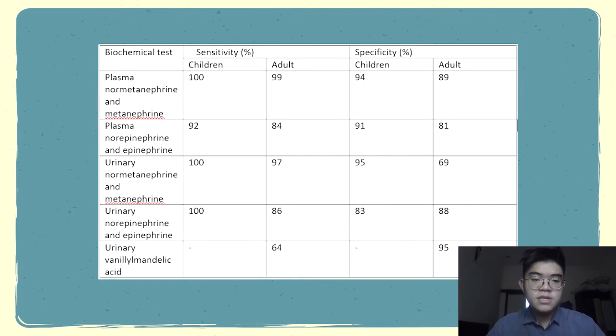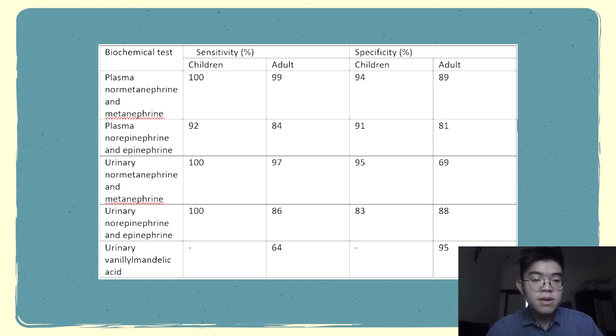As mentioned before, in case of clinical suspicion of pheochromocytoma, the diagnostic step relies on biochemical evidence or biomarker of catecholamine production by the tumor. The catecholamines themselves are metabolized within chromaffin cells to metanephrines, and thus this is what we use as the biomarker for this pheochromocytoma. As we can see in this table, the highest sensitivity and specificity of biomarker is the plasma normetanephrine and metanephrine, with almost 100, 99, 94, and 89 of sensitivity and specificity in both children and adults.